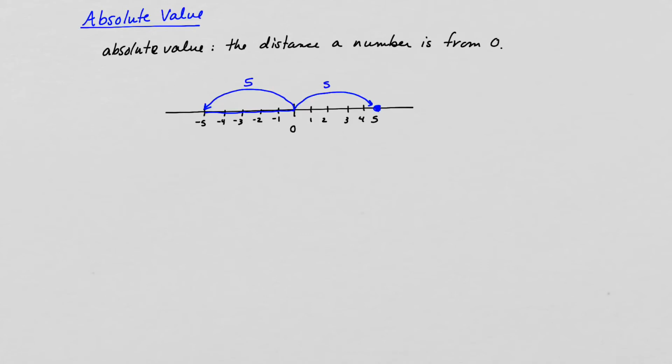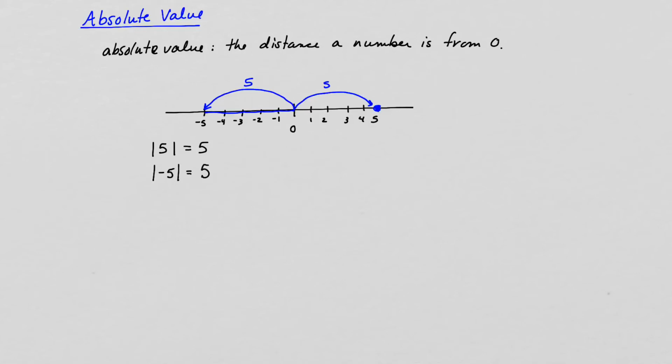And so what that means is that the absolute value, so the way that we mathematically write absolute value, so we don't have to write out the words absolute value of this number all the time, is by straight up and down lines. And then we put the number we're interested in inside. So the absolute value of 5 is 5, and the absolute value of -5 would also be 5.